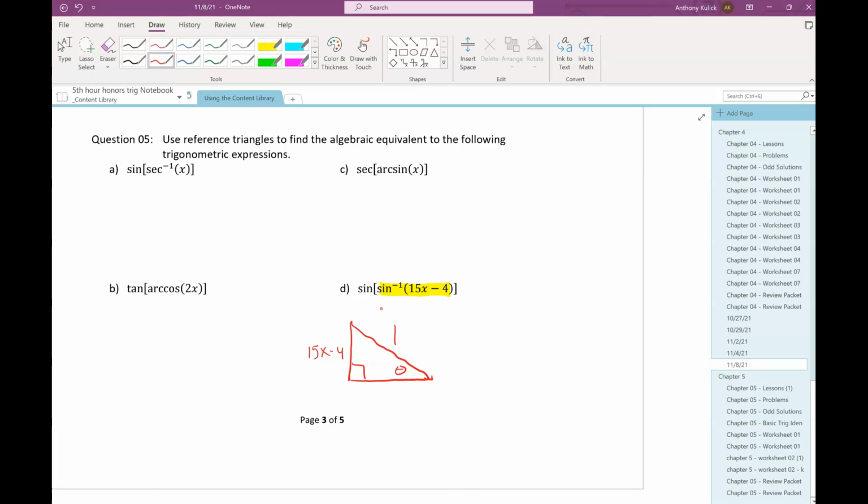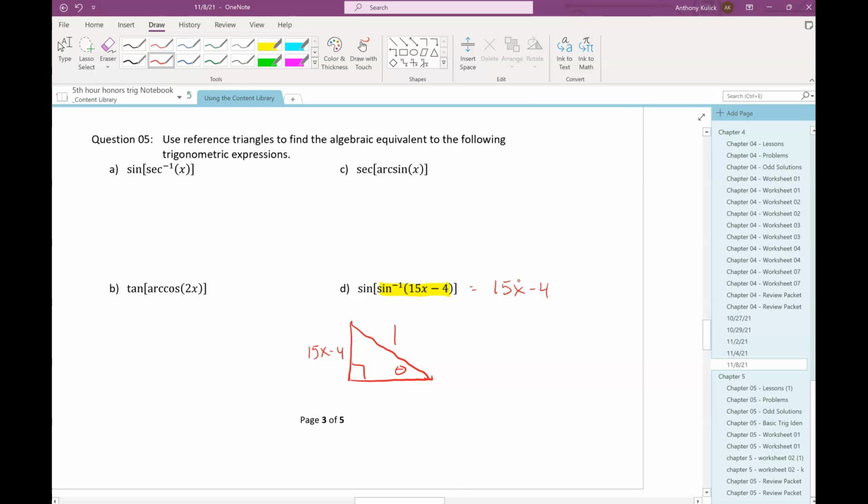That's what my triangle is going to look like, right? And if I do sine of this, I do opposite over hypotenuse, I just get the same thing, right? That's it.